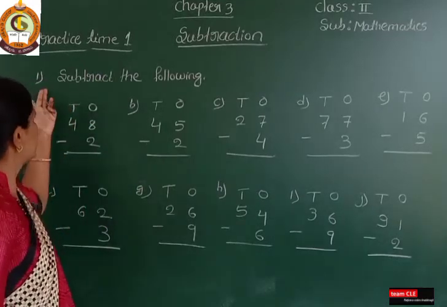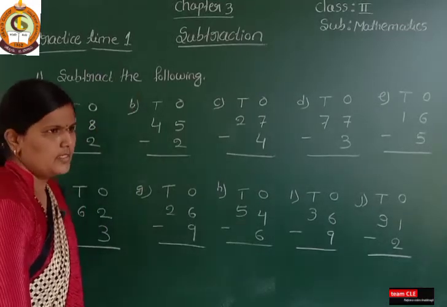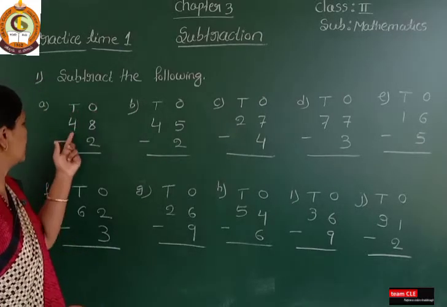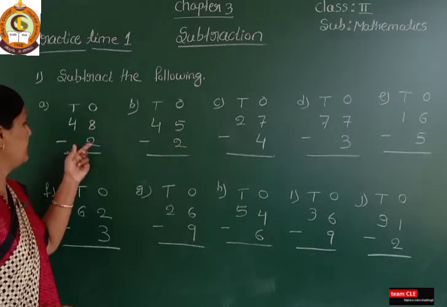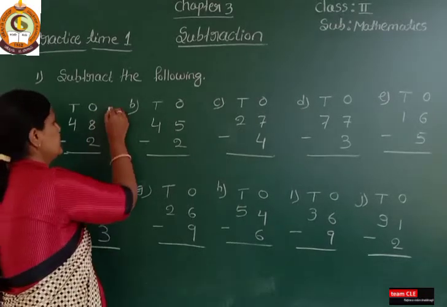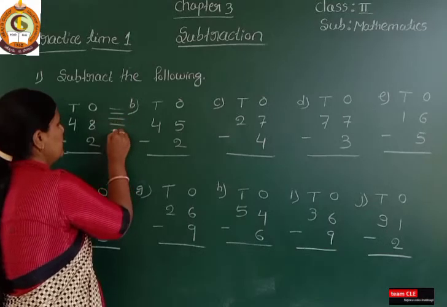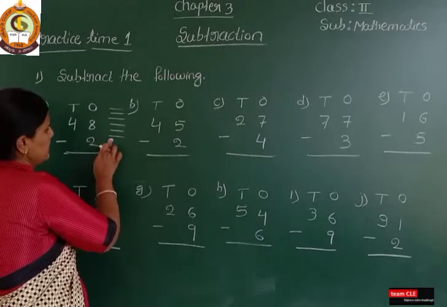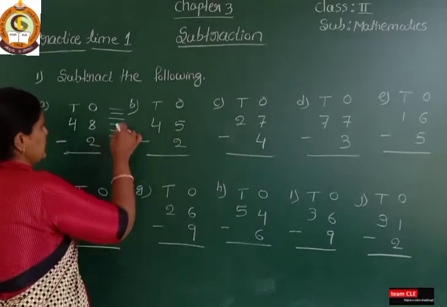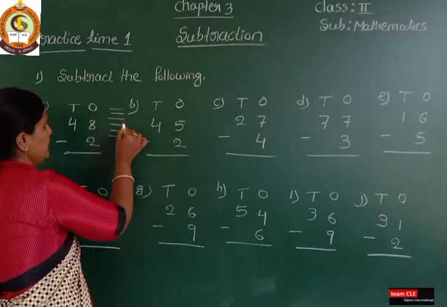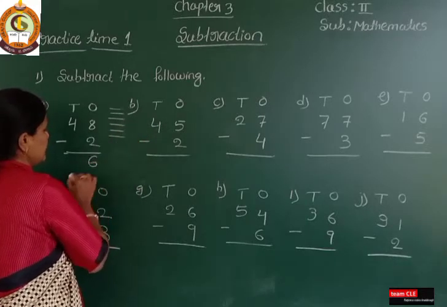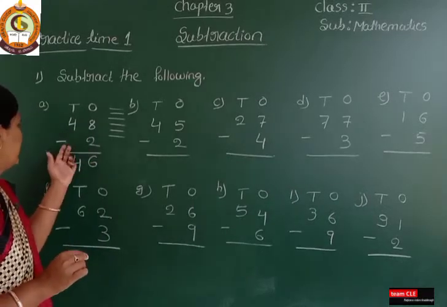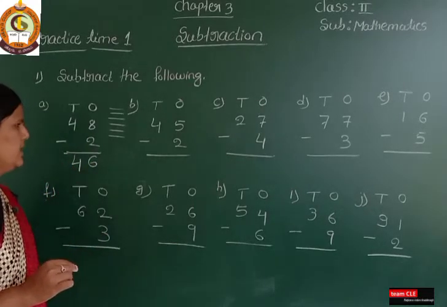In the first question, subtract the following. Just see how to subtract the numbers. A, tens, ones, 48 minus 2. 8 minus 2 is there, so you have to draw 8 lines here. 1, 2, 3, 4, 5, 6, 7, 8. Minus 2 means cancel 2 lines here. Now count how many lines are left. 1, 2, 3, 4, 5, 6. So write 6 here and that 4 you have to write here as it is. That is 48 minus 2 is equal to 46.